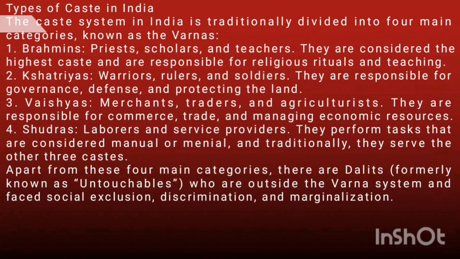So, the caste system in India is divided into four main categories. First one is Brahmins, priests and scholars. Next one is Kshatriyas, warriors and rulers. Next one is Vaishyas, merchants and farmers. Next one is Sudras, labor and service providers. Next one is Dalits, formerly known as untouchables or outside the system, who faced discrimination.